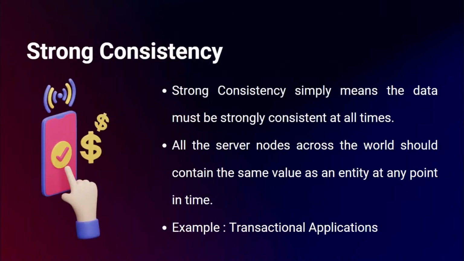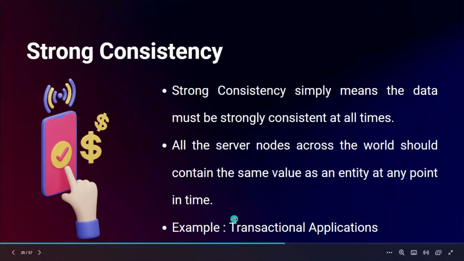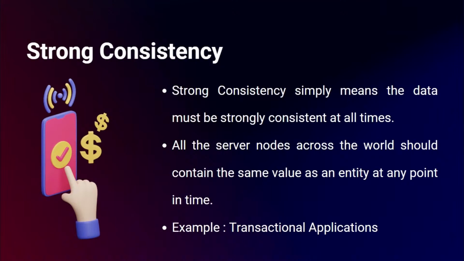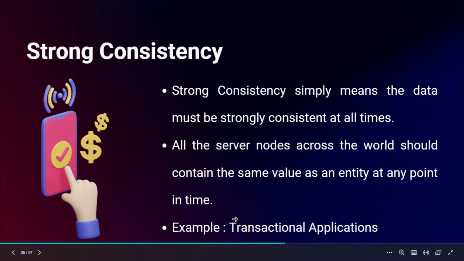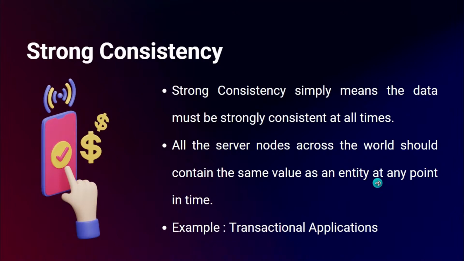When you consider consistency, there are two types. One type is called strong consistency. What is strong consistency? This simply means the data must be strongly consistent at all times. All the server nodes across the world should contain the same value. If I make a change, at that time all the places in the world should have the same message. The change should be the same at any point in time. The example is transactional applications like sending money, which should be strongly consistent.